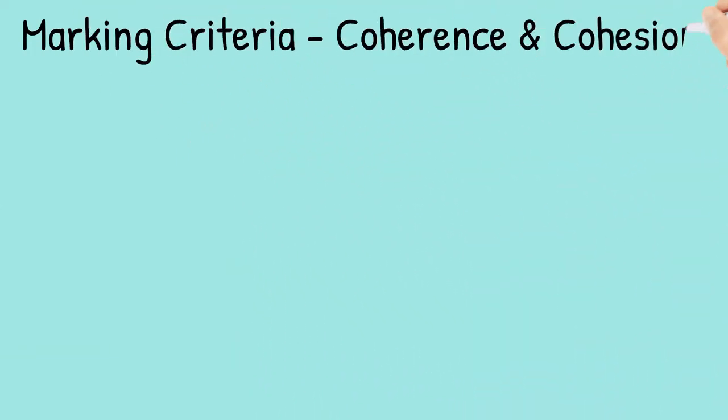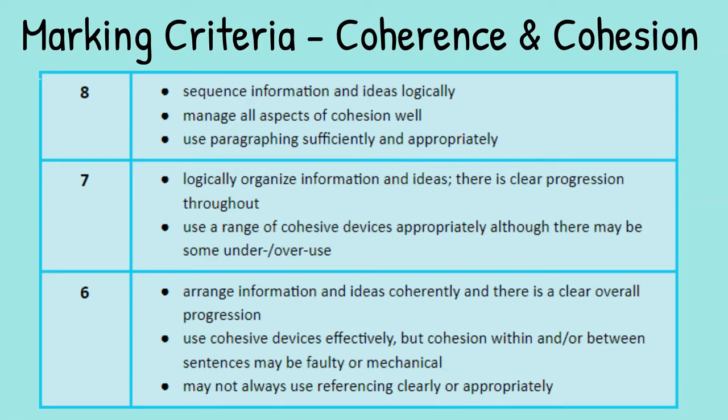And here is the marking criteria for coherence and cohesion. You will score a band 8 if you sequence information and ideas logically, manage all aspects of cohesion well, and use paragraphing sufficiently and appropriately. You will score a band 7 if you logically organize information and ideas, there is clear progression throughout, and use a range of cohesive devices appropriately, although there may be some under or overuse. You will score a band 6 if you arrange information and ideas coherently and there is a clear overall progression, use cohesive devices effectively, but cohesion within and or between sentences may be faulty or mechanical. And finally, you may not always use referencing clearly or appropriately.